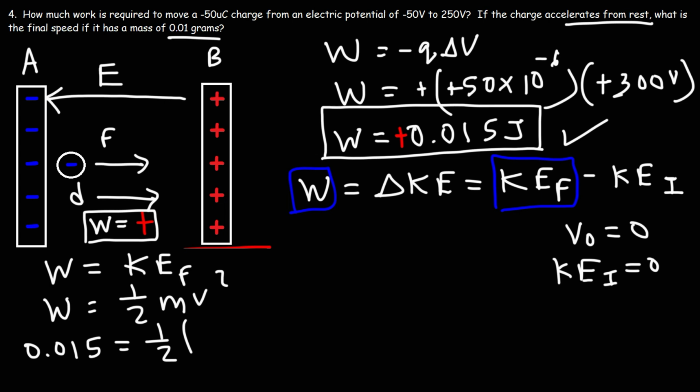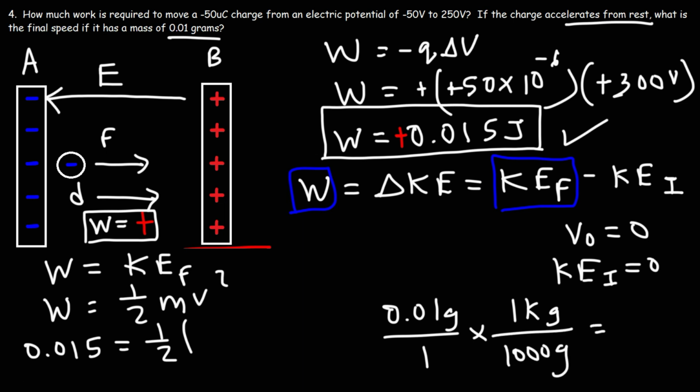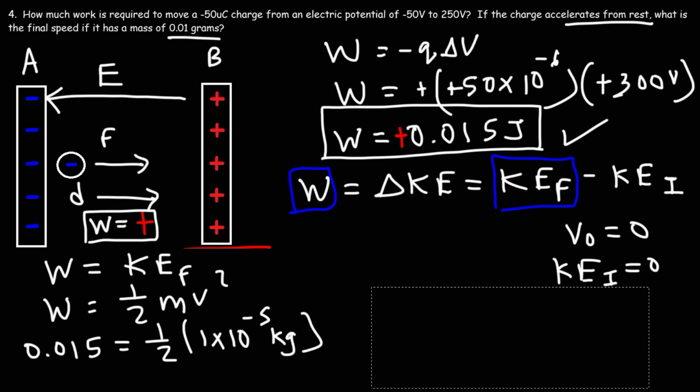To convert grams to kilograms, here's what you can do. Keep in mind there's 1,000 grams per 1 kilogram. So you need to divide. 0.01 divided by 1,000 is 1 times 10 to the negative 5 kilograms, which is 0.00001.